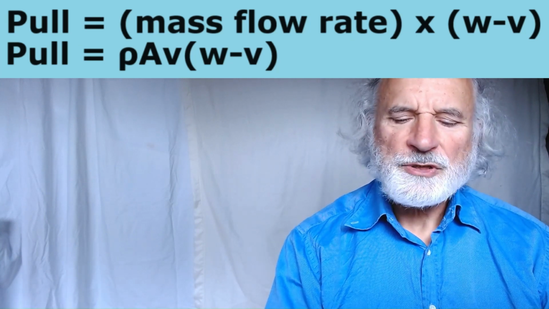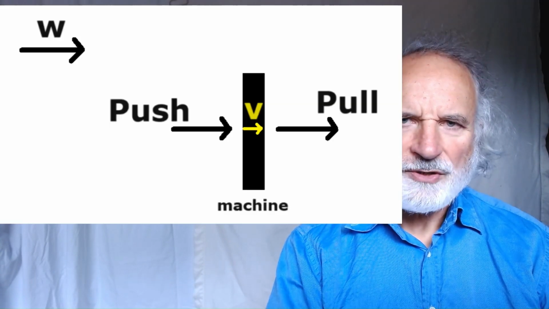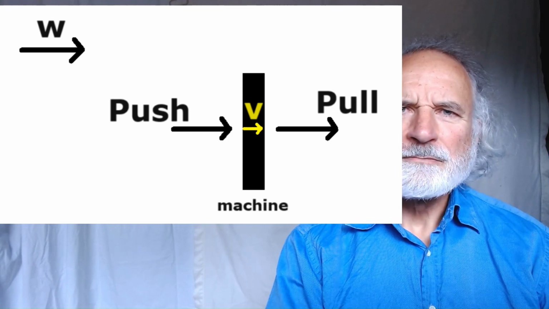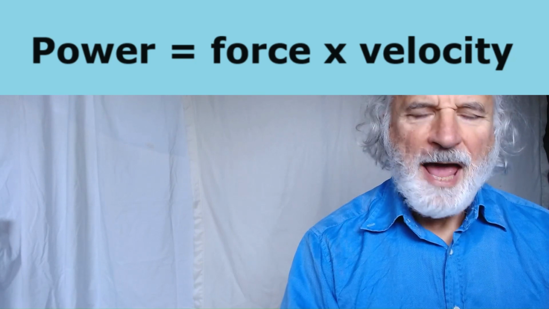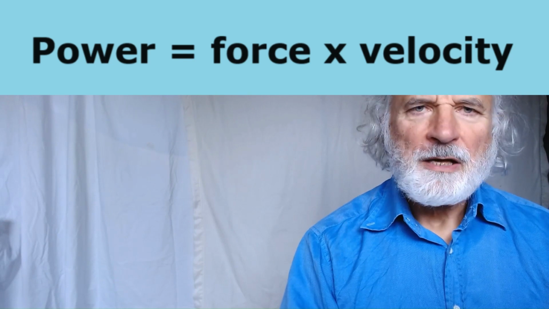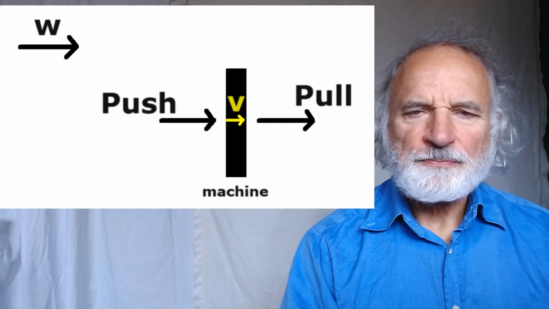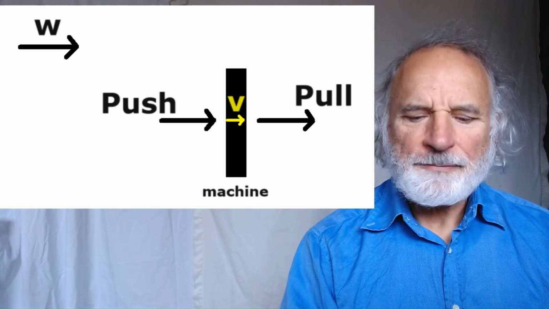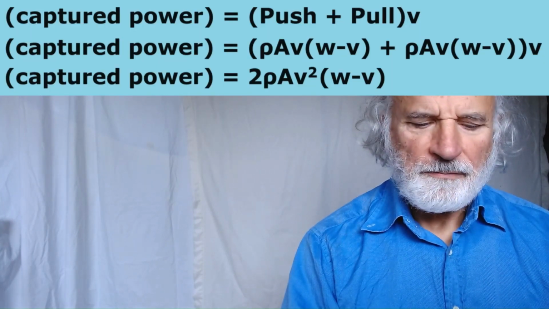The wind pushes and pulls air through the machine. The machine opposes those forces. That is how the machine captures energy from the wind. Power can be defined as the product of a force acting on an object multiplied by the velocity of that object. The total force that the wind applies to the machine is push plus pull. The wind power that the machine captures is equal to push plus pull multiplied by V.